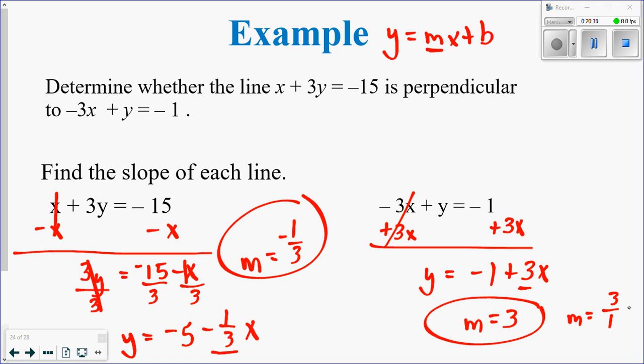So are they reciprocals? 1/3, 3 over 1? Yes, they're reciprocals. Is one negative and one positive? Yes. Therefore, these are perpendicular.